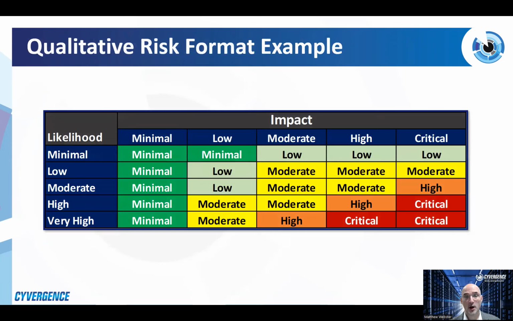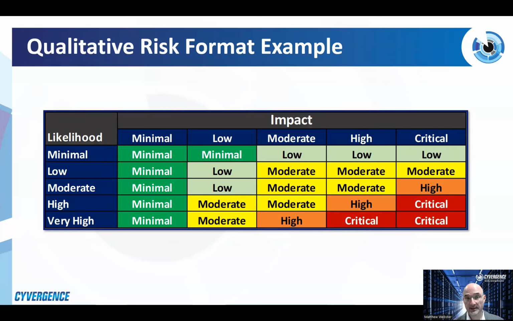So let's take a look at a qualitative risk format. If we look over on the left-hand side, you see likelihood, and below that minimal, low, moderate, high, and very high. It's always good to ascribe a definition to each one of those. A minimal likelihood could be anything that's greater than 5 years. It could be 10 years. Very high could be more than once a day, or maybe it's 100,000 times a day. You could go on and on with different definitions, but it gives you a general sense for how often something is going to occur.